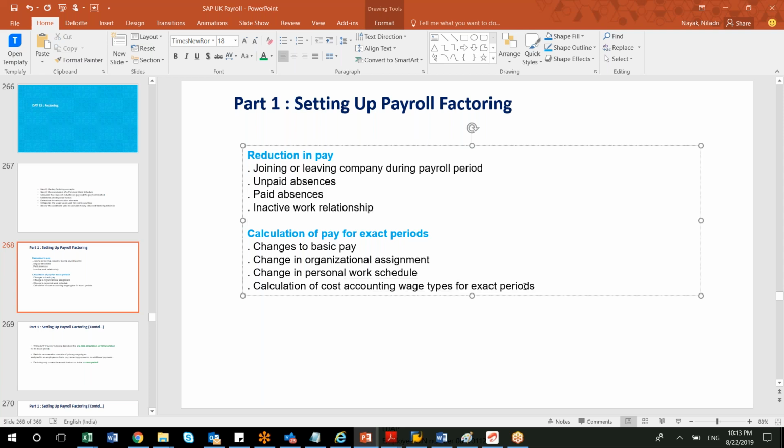Any questions? I'll take a pause here. Any question you have? Just explain the last point again: calculation of cost accounting wage types for an exact period. What does it mean?